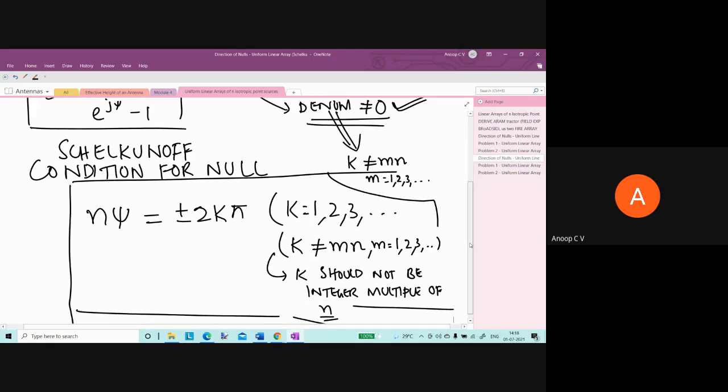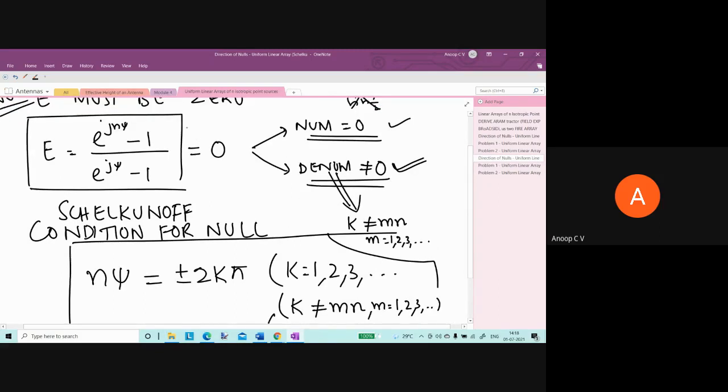So the basic idea is, in this expression, the numerator should be 0. Suppose psi is an integer multiple of 2 pi, e power j 2 pi will be 1, so 1 minus 1 will be 0. The idea is e power j n psi should be equal to 1, and e power j psi should not be equal to 1. If e power j n psi is equal to 1, the numerator will be 0 and the denominator will not be 0, so you will get zeros or nulls.